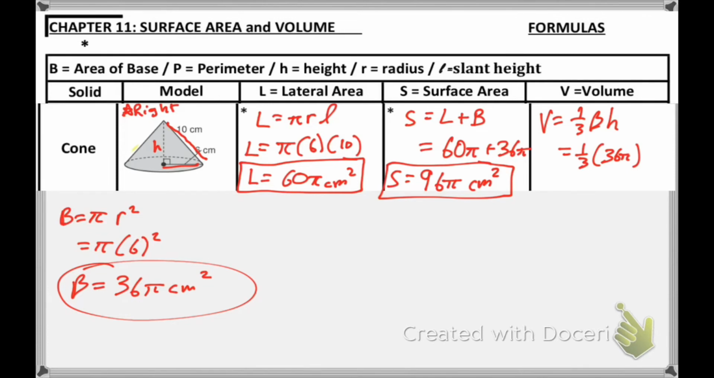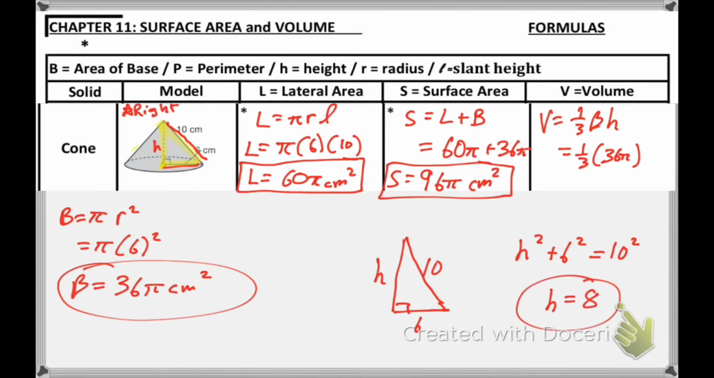Just like we previously looked at, I have a right triangle here. So to calculate the height, my base is 6 because that's the radius. I don't know what h is. The hypotenuse is 10, so I get h squared plus 6 squared is equal to 10 squared. And then after you do your algebra here, you get the height is equal to 8. So the height is 8 centimeters.